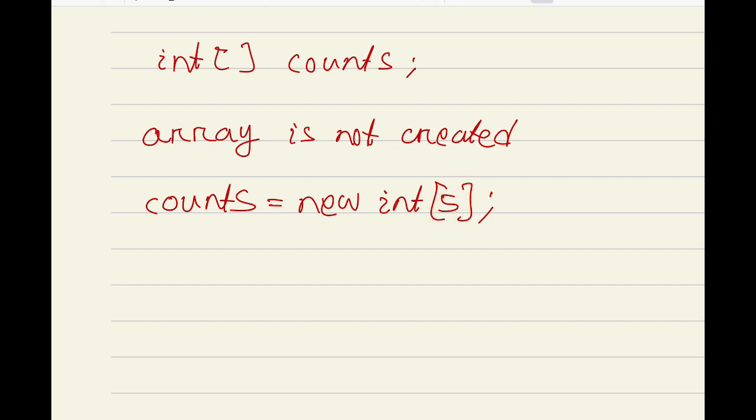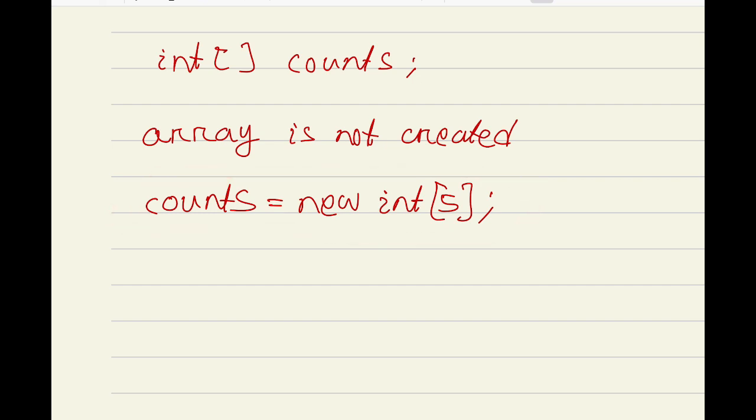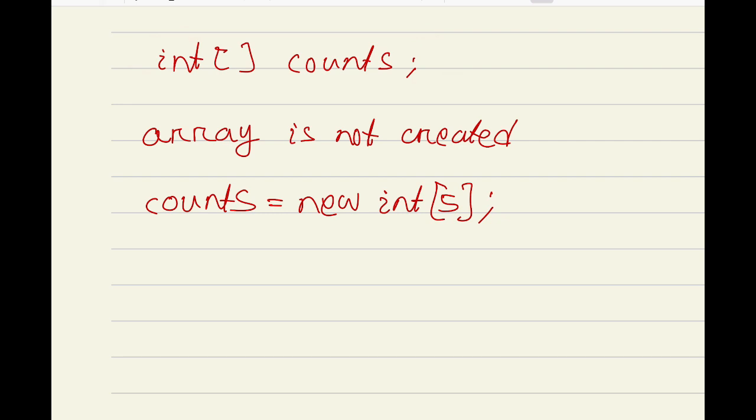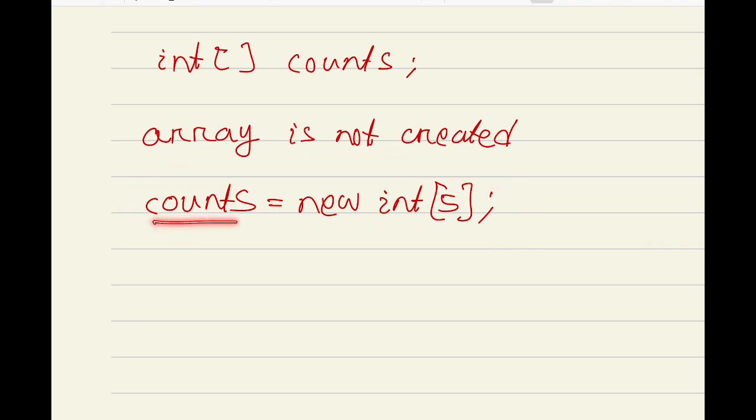So when we execute this statement counts equal to new int 5, one integer array of size 5 is created and its reference is assigned to counts. So here this statement creates one array variable counts, and this statement creates actually one integer array and the reference is assigned to counts.